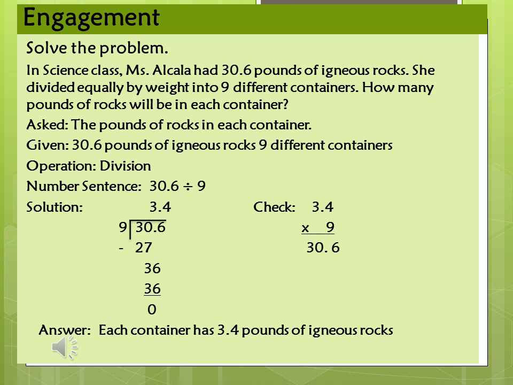So, let us check. Multiply natin yung ating quotient na 3 and 4/10 times the 9, yung ating divisor. So, 9 times 4, 36 carry 3. 9 times 3, 27 plus 3, 30. So, 30 and 6/10, ito yung ating dividend. So, the answer is correct. So, each container has 3 and 4 tenths pounds of igneous rocks. So, itong problem nito ay mababasa nyo sa inyong module.